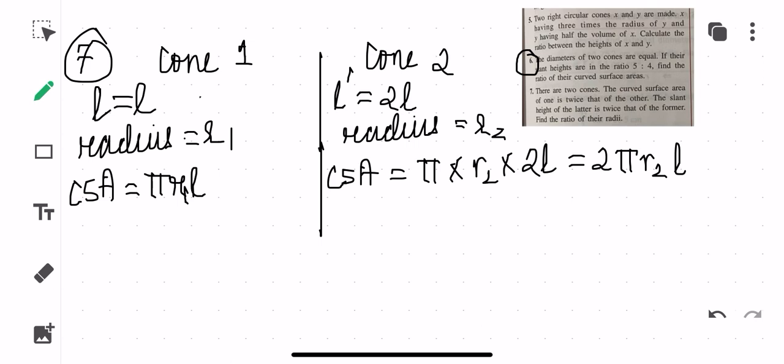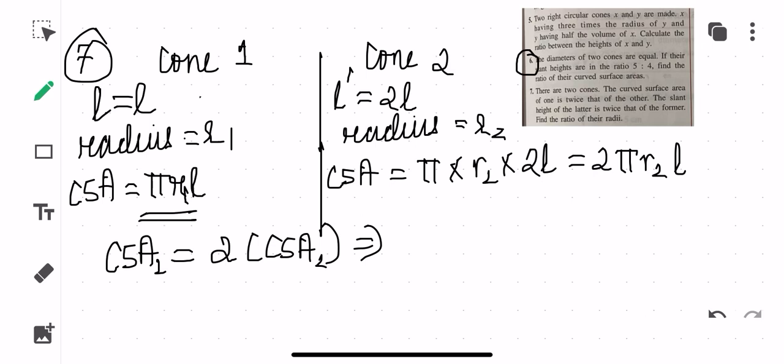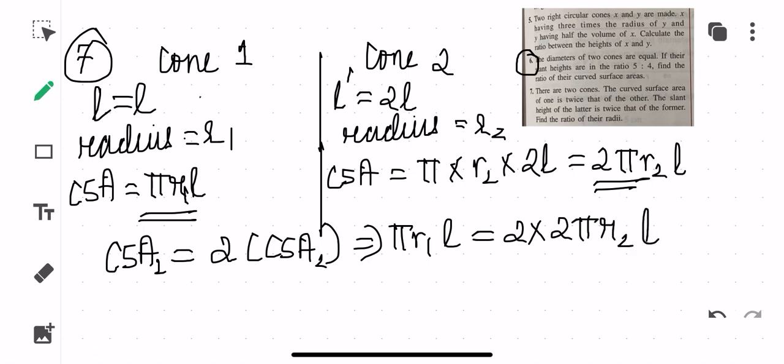Now it has been given what children? It has been given that CSA of the first is equal to 2 times the CSA of the second. This is what we have been given. So we will now replace the value. So you will be writing the CSA of the first, children. This is equal to pi R1 into L is equal to 2 into the CSA of the second, we are getting 2 pi R2 into L. So what are the things that can be getting cancelled children? Here pi is getting cancelled, L is also getting cancelled.